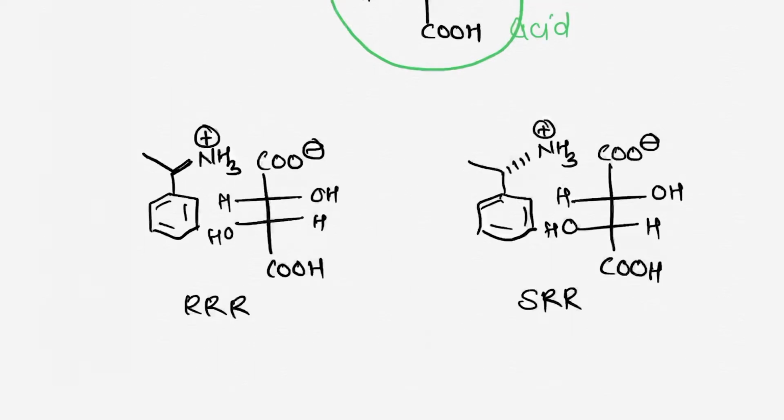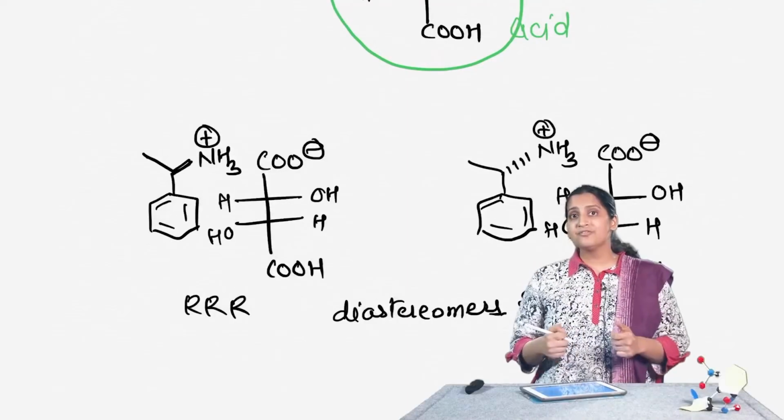Okay. As you can see, these two molecules are now diastereomers of each other, because they are not mirror images, because only one of the chiral centers is changed, out of the three only one is changed. So, they are not mirror images, they are non-superimposable. So, they become diastereomers. Okay. Now, it is easier for me to separate.